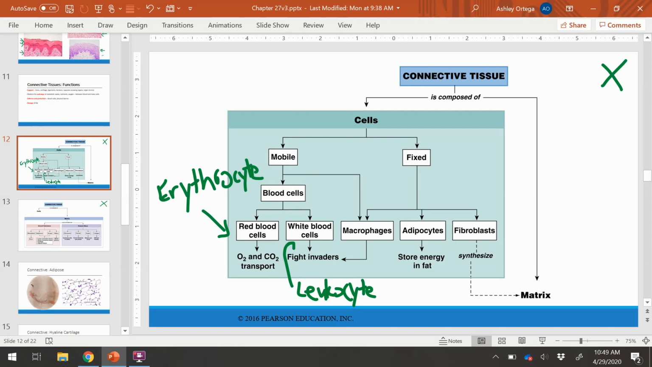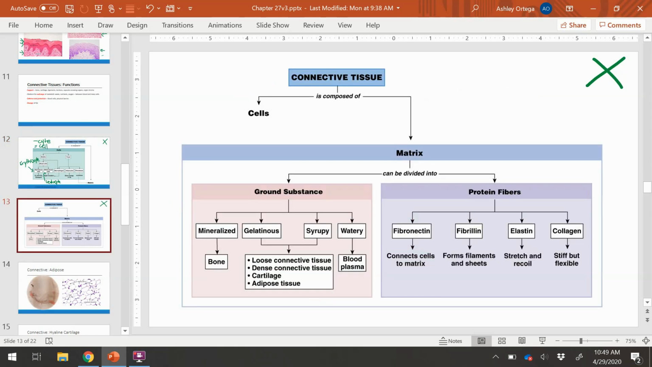Then looking at fixed cells, we have macrophages, which can be both mobile or fixed. It depends on the type of macrophage and where it's found. But they're fighting invaders by engulfing particles. Adipocytes, those are the fat cells. So a key idea here: anything ending in cyte is going to be a cell. So adipocytes are fat cells. Then fibroblasts will make matrix, which you see here.